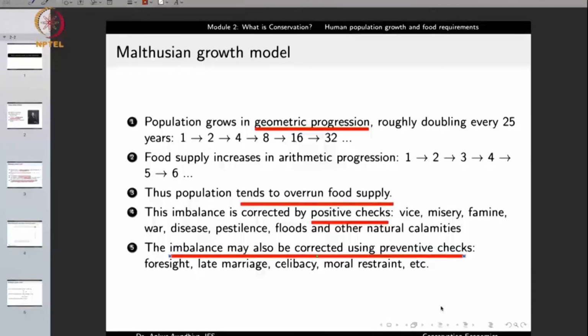So, for instance, if the human population is too large and everybody is not getting sufficient food, people will turn into misers, people will develop vices, and because of which there will be a certain section who will try to hoard the resources and others will die off. So, this is a sort of a doomsday theory that Malthus had proposed.